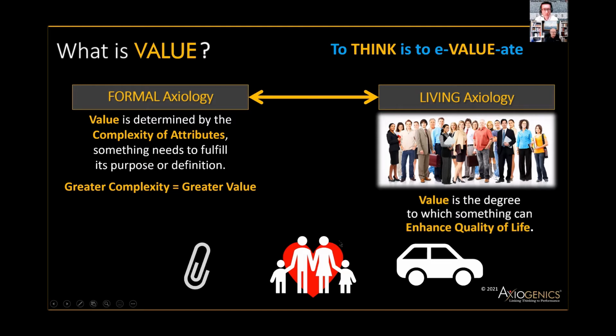Then we have an automobile. What's the purpose of an automobile? Well, it's to transport somebody safely and comfortably and economically from one point to another. And then in the middle, this represents a loving family. What's the purpose of a loving family? Well, it's sort of like, how do I love thee? Let me count the ways. So let's count the attributes of a paperclip.